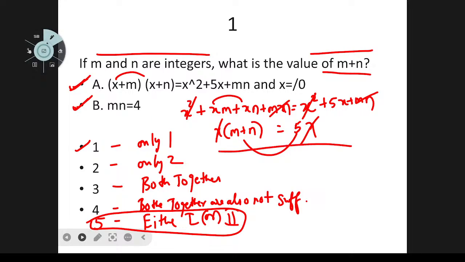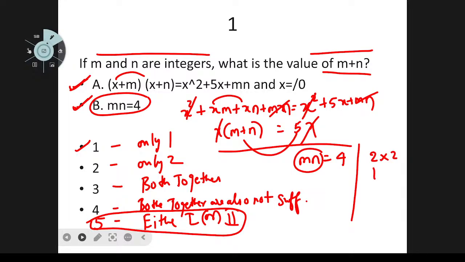So by using the first statement, I get it. What about the second statement? If mn is equal to 4, what could it be? What are the possibilities for the product to be 4? Possibility is 2 into 2, that is 4. Or 1 into 4, that is also 4. Now I can say minus 2 into minus 2, this is also 4, and minus 1 into minus 4. So all these possibilities are there. Anything else I can see here? I don't think anything else is there.